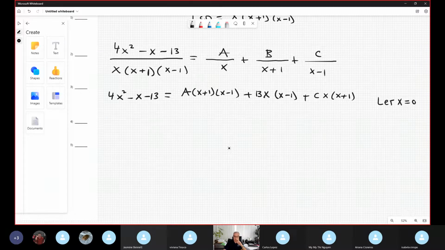Okay, the first smart value is 0. Let x equal 0. This is gone, and this is gone. I stay with A, and this is negative 13, because this is 0, this is 0. And we have here 0 plus 1, which is 1, and 0 minus 1 is negative 1. So the multiplication is negative 1, and therefore A is 13. Boom, 13.